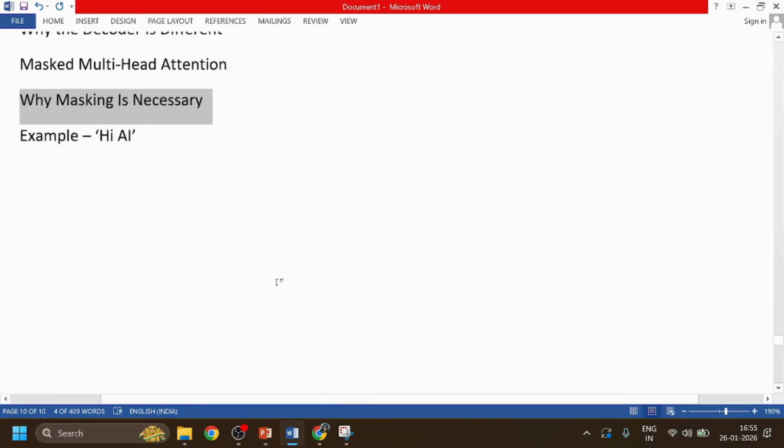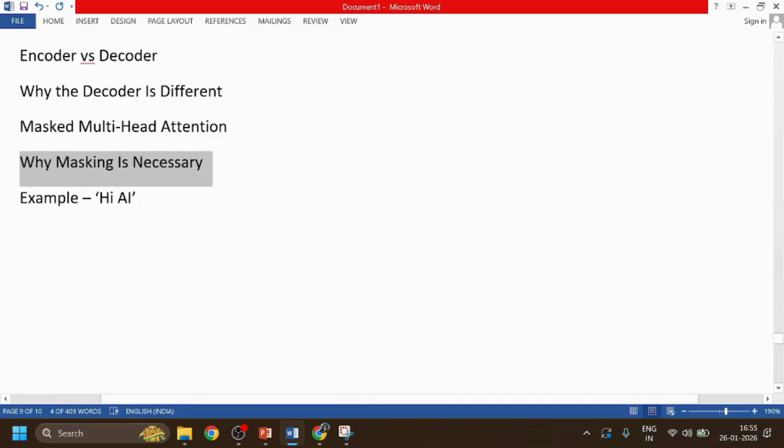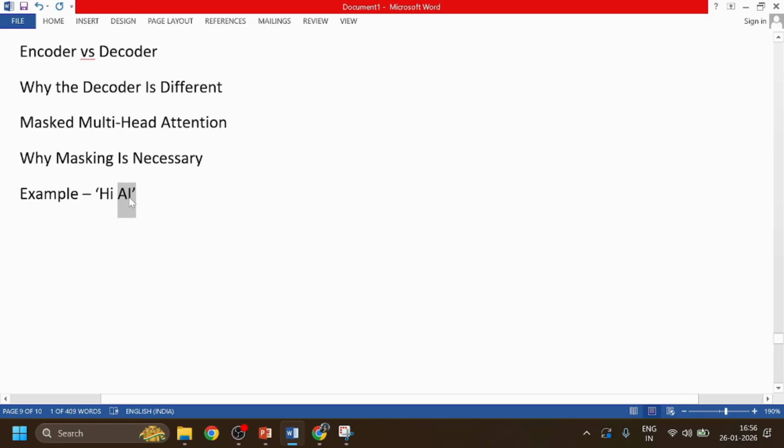For example, let's take a simple example: hi AI. At step 1 the model only sees hi. It predicts the next word. At step 2 it sees hi and AI, but nothing beyond that. The mask ensures this behavior.